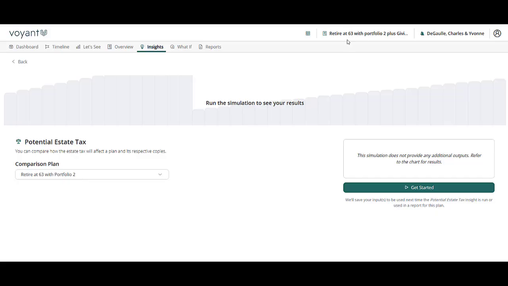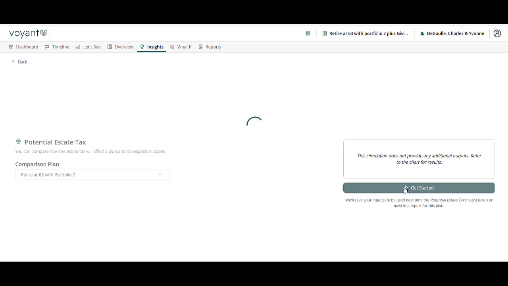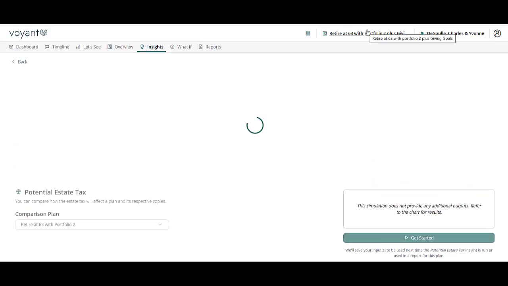So if I wanted to do retire at 63 portfolio 2 plus giving goals and test this plan against my retire at 63 with portfolio 2 and see what the outcome is of the estate tax after I've added in some additional giving goals to charity and to the child throughout the plan, and how that affects their estate tax outcome. You can also run this insight and see how that helps their overall estate taxes.